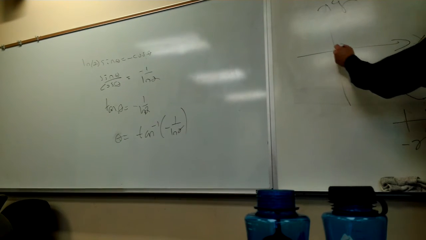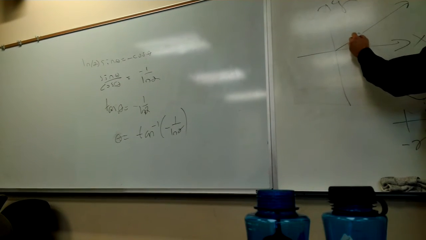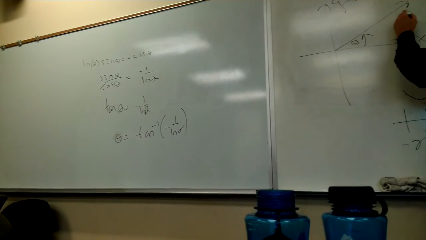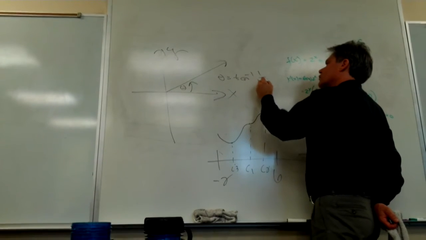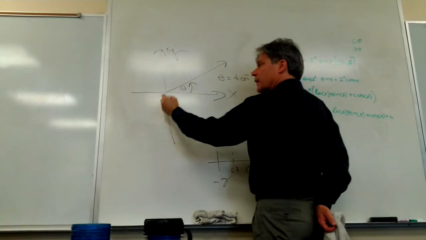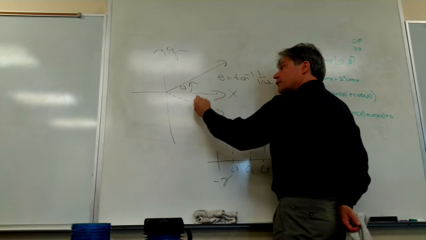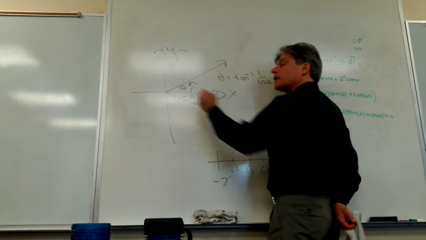If you don't mind, can I talk about its reference angle? There's an angle theta, where theta is equal to the inverse tangent of 1 over natural log of 2. I think that angle right there is sitting right down here. And if you guys don't mind, I can interpret that as negative theta.